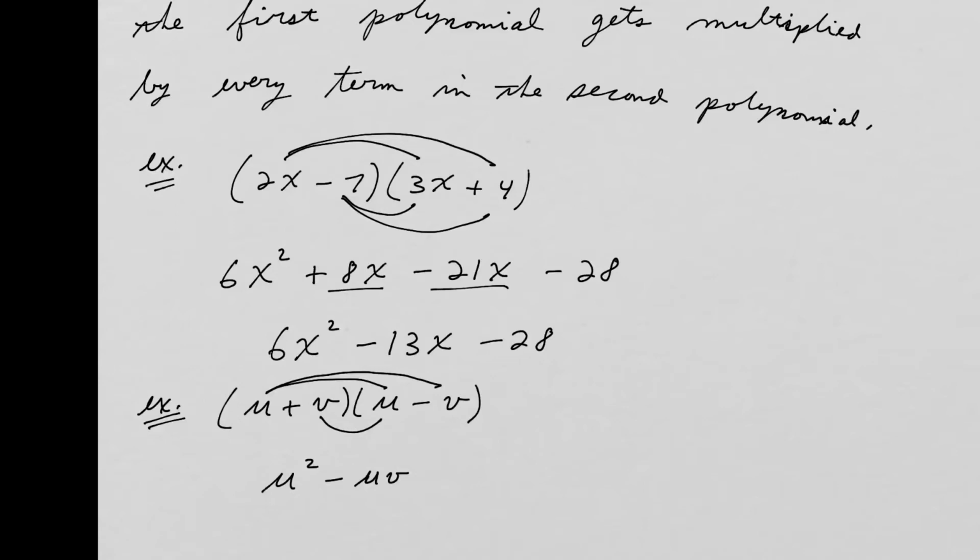v times u is plus vu, but I could also write it as plus uv, because the order doesn't matter. And I want to write it like that so it can help me cancel things later. And then finally, v times negative v is negative v squared. And then what's going to happen to the negative uv and the plus uv? You can think of this as negative 1 uv plus 1 uv. They're gone, it adds to 0. So this result is just going to be u squared minus v squared. So u plus v times u minus v is u squared minus v squared.